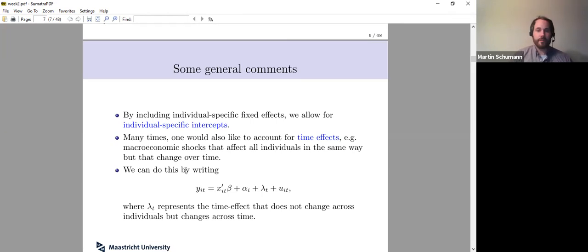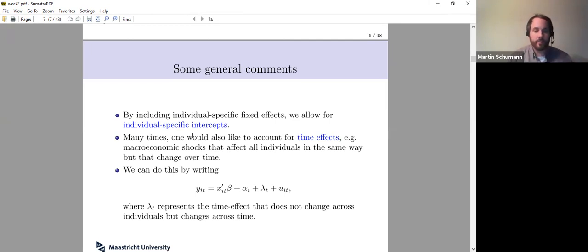However, sometimes you would also like to do something similar for the time. So you would like to account for time effects, which can, for instance, be regarded as macroeconomic shocks that have an effect on all individuals and affect each individual in the same way. So those are simply shocks that appear in a particular period. All the individuals are affected in the same way.